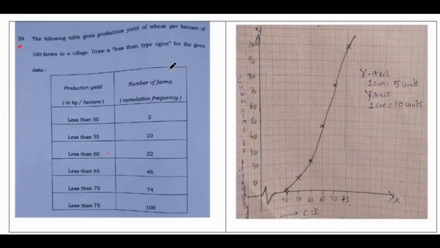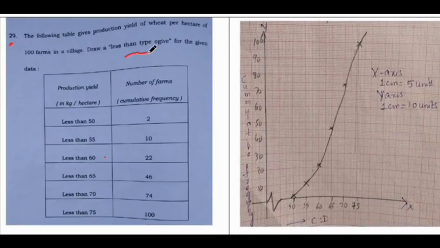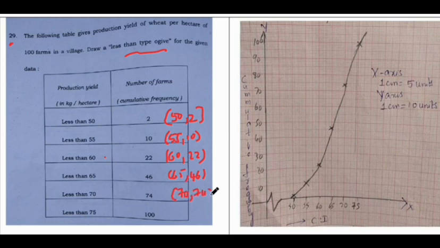Discuss 29th question. 29th question is a less than type ogive. We have to take the points with the given condition. Less than 50, it is 2 frequencies, so 50 comma 2. Less than 55 is 10 frequency, 55 comma 10. Less than 60 is 22. Less than 65 is 46. Less than 70 is 74, and less than 75 is 100.